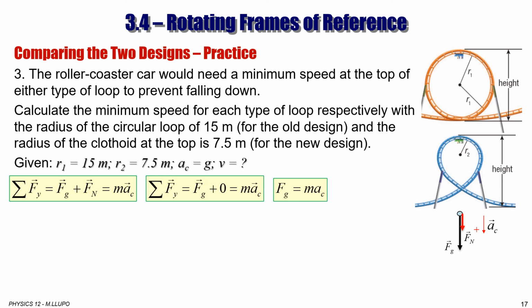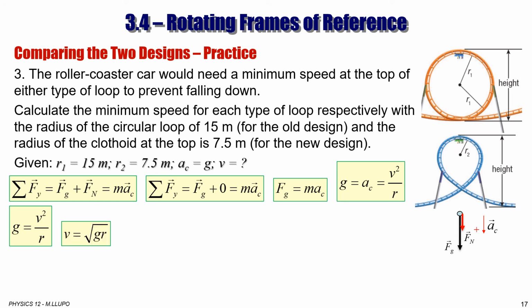And the force of gravity has to be equal to m a. You know the force of gravity is mg. So mass and mass cancel. That's why we have g is equal to a_c. But a_c is equal to v squared over r. So from here, we have g is equal to v squared over r, and then we can solve for v, which is the square root of g times r. And now we have a formula to calculate for both designs.